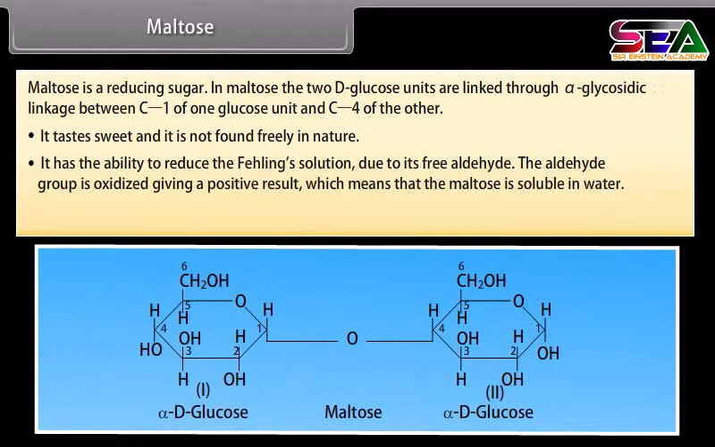It has the ability to reduce the Fehling solution due to its free aldehyde. The aldehyde group is oxidized, giving a positive result, which means that the maltose is soluble in water. In aqueous solution, it exhibits mutarotation.